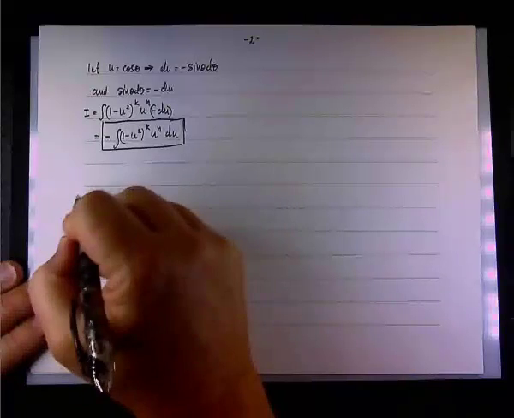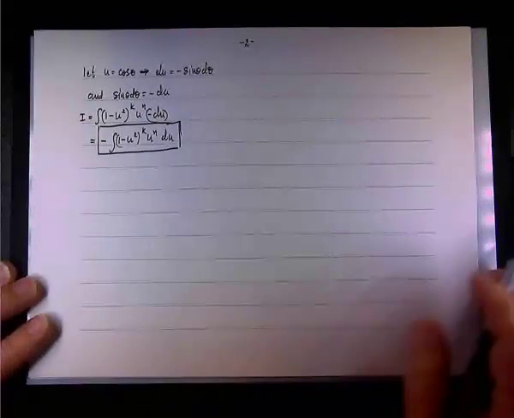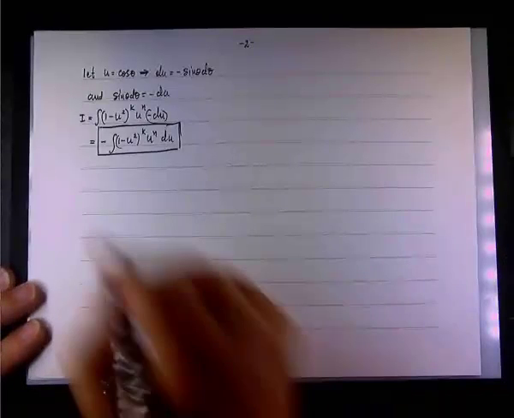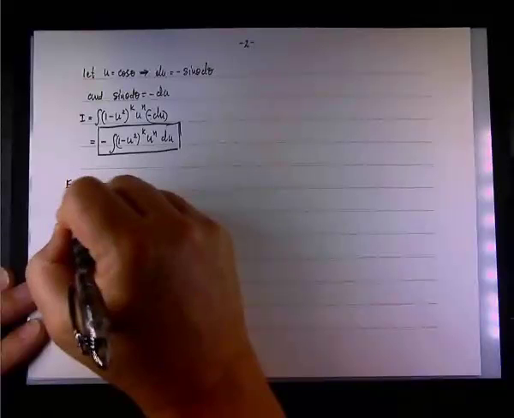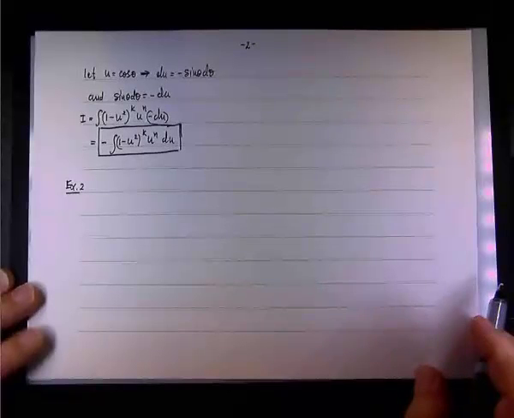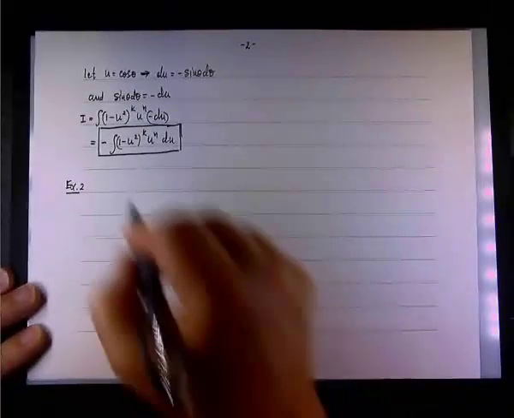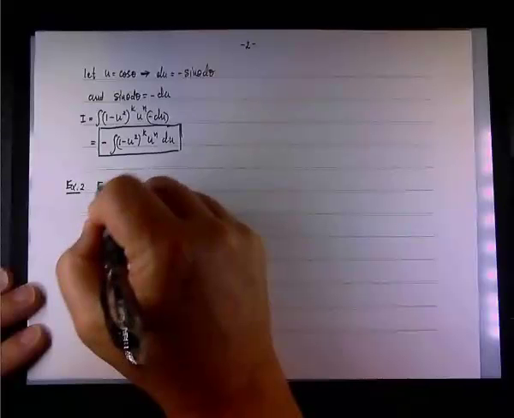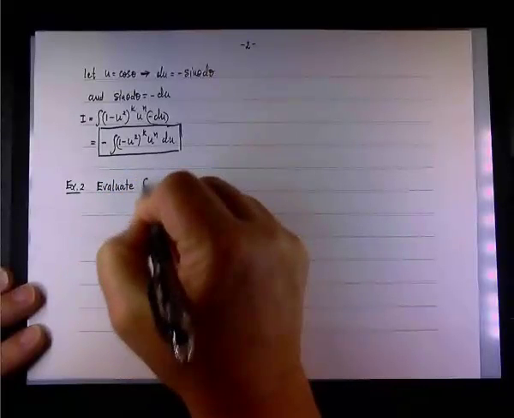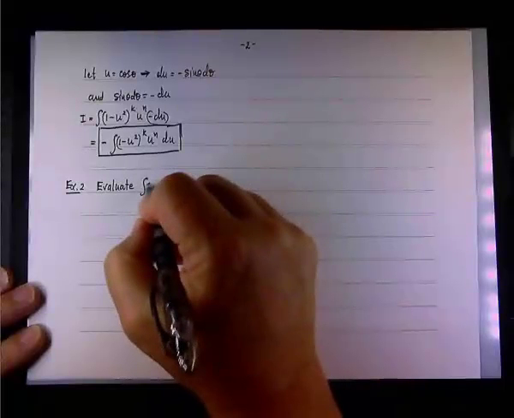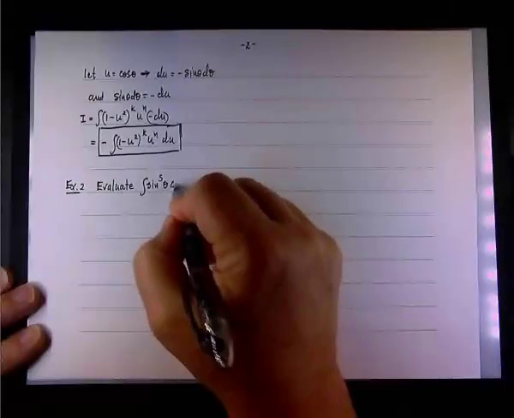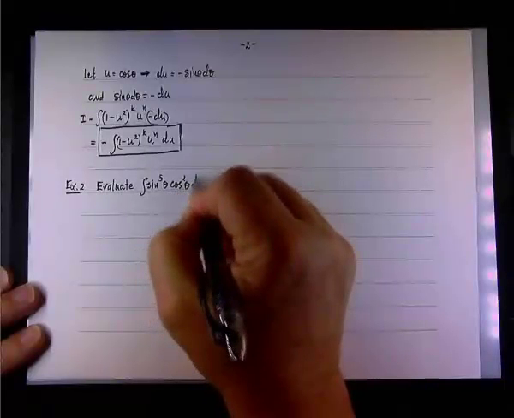See the example. Since example 1 was given on Tuesday for strategy A, I'm going to call this example 2, okay? We need to evaluate the integral of sine theta to the 5th power cosine squared theta d theta.